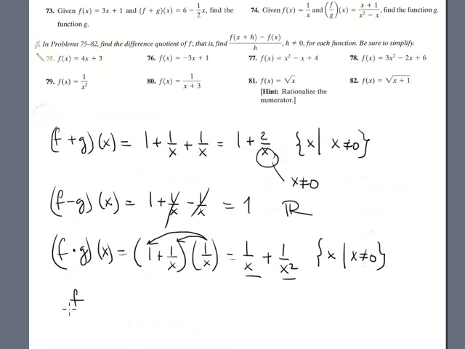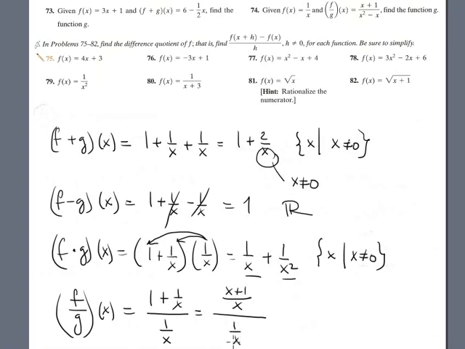And f divided by g of x is 1 plus 1 over x divided by 1 over x. So the LCD is x, here is x plus 1 over x. So it's x plus 1 over 1 over x, because this is cancelled out. This is just x plus 1. The domain, this is all real numbers.